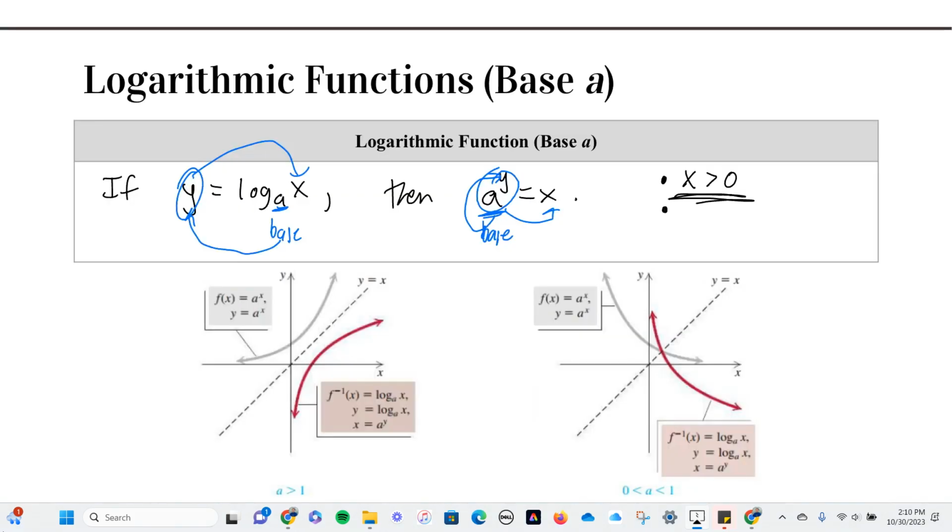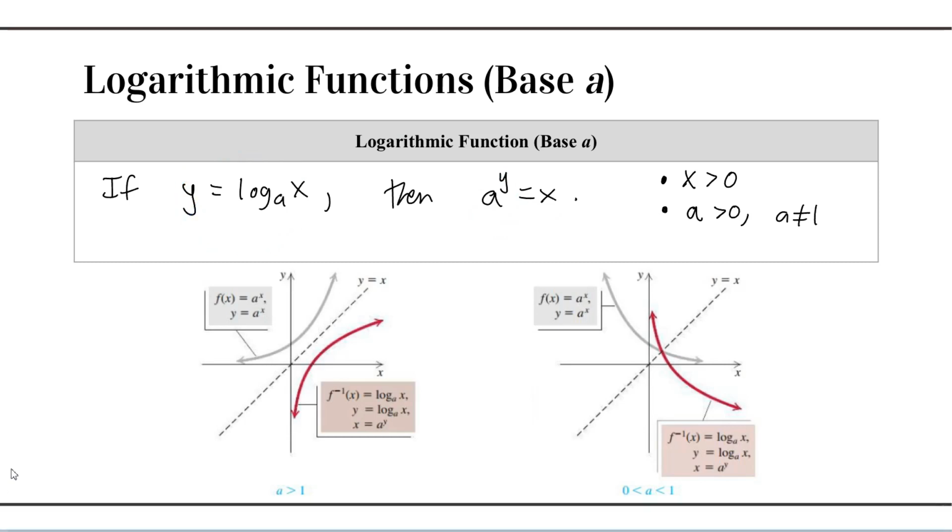And then in addition to that, we also want to recognize that the base a also has to be a positive number and not be equal to 1. Those restrictions are the same as what we had in exponential functions, because whenever you have an exponential, that base is always positive and not equal to 1. It's just constantly equal to 1, right?